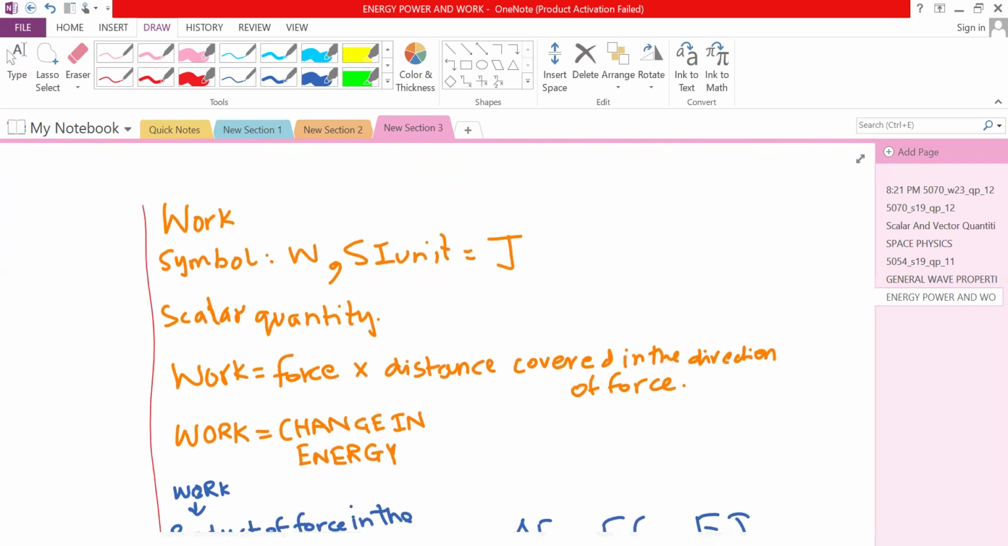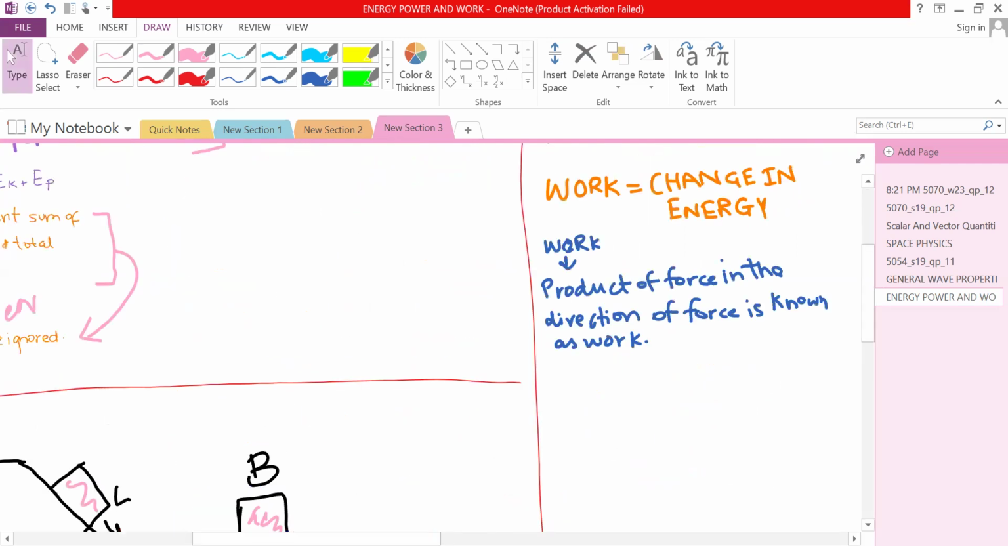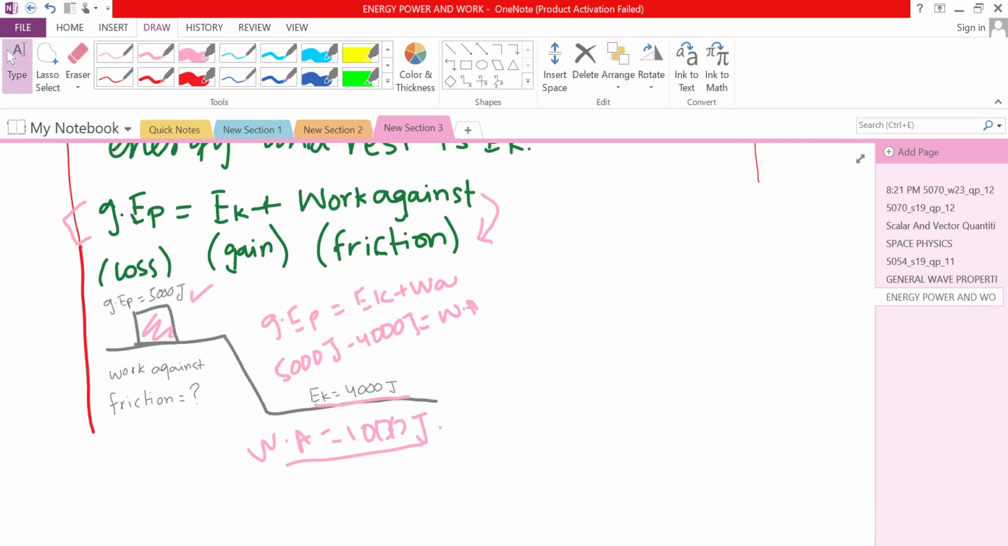Then the third thing in this chapter is work. One more thing I want you to know is that whenever the word gain comes, you have to use the formula of work against. If the question says that there is a gain of energy, you have to use the formula of work against, and this is the formula of work against.